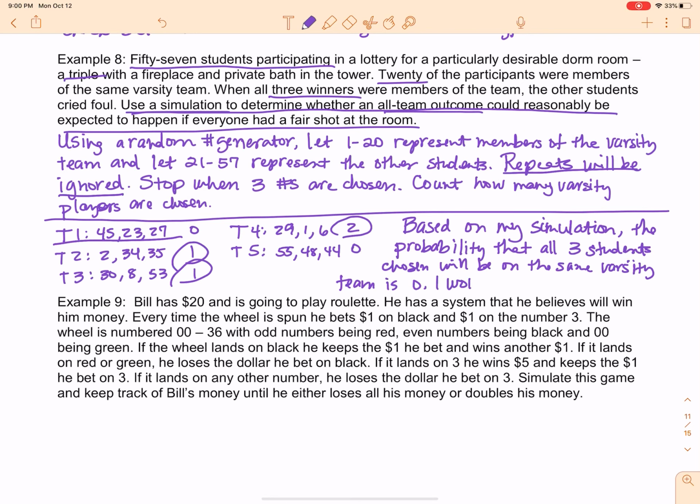I'm running out of room, sorry. Okay, so I would call into question the fairness of this, because in my simulation, remember, based on my simulation, if I did it again, I might get 1 or 2 where all 3 panned out. But based on my simulation, it seems very unlikely. I think there's reasonable concern here that this may not have been done fairly. Neatos.